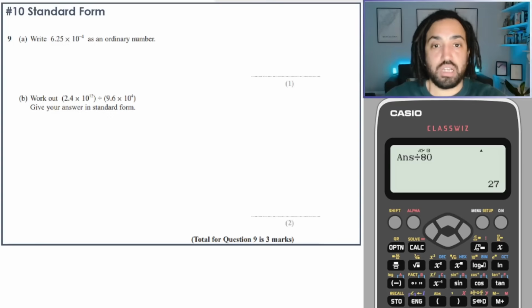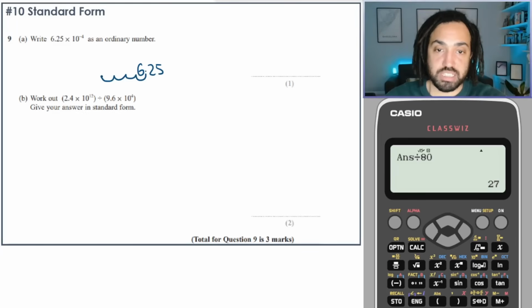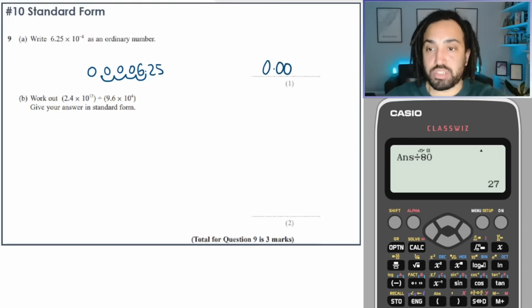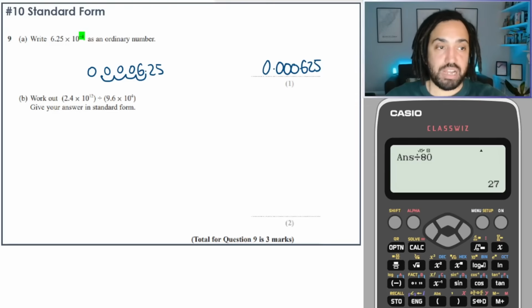Okay, standard form. So we've got 10 to the minus 4 there. So what I'm going to do is I'm going to write 6.25 and I'm going to move it backwards 1, 2, 3, 4 spaces. There's the new decimal point. So we've got a 0, 0, 0 and a 0. So it's 0.000625. Top tip, whenever you've got negative power of 10, they're always going to be the same number of zeros. 1, 2, 3, 4.